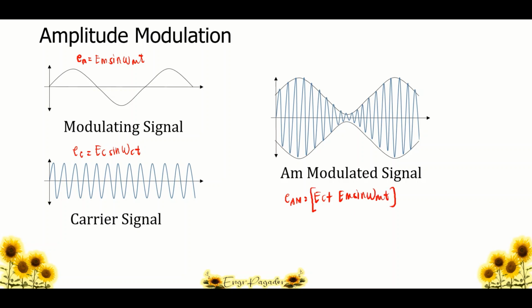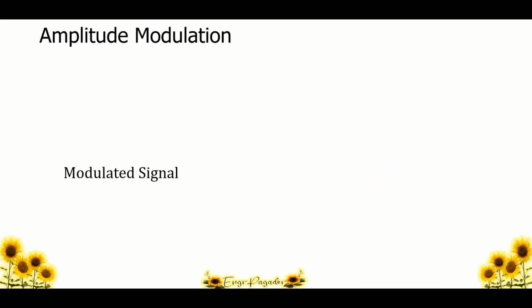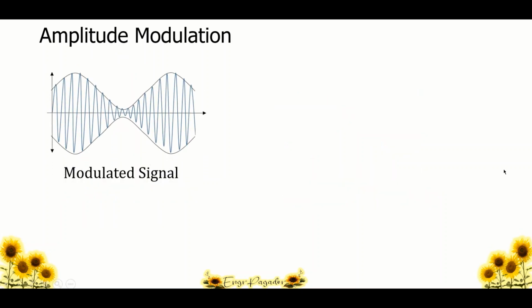So this is the amplitude of the modulated signal, and then multiplied by sine omega ct. This is the frequency of the modulating signal, which follows the frequency of the carrier signal. Now let us define some equations from the modulated signal waveform and equation. So, this equation is EAM is equal to EC plus EM sine omega mt multiplied by sine omega ct.